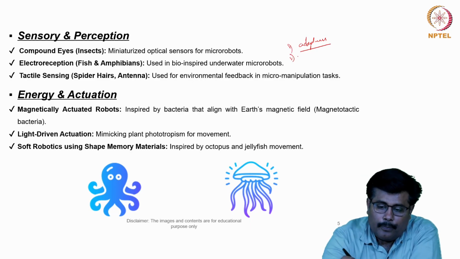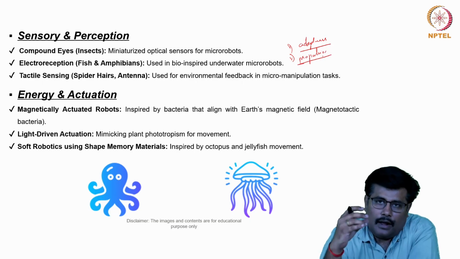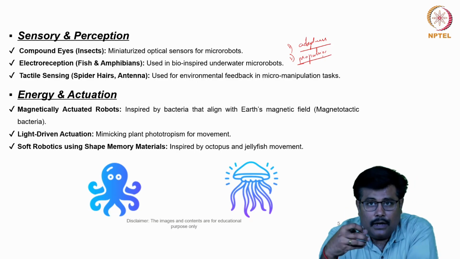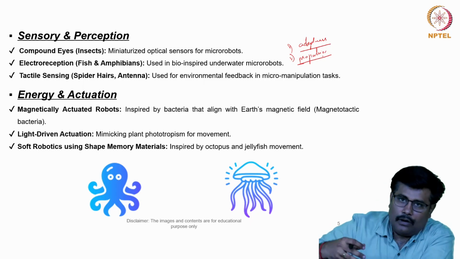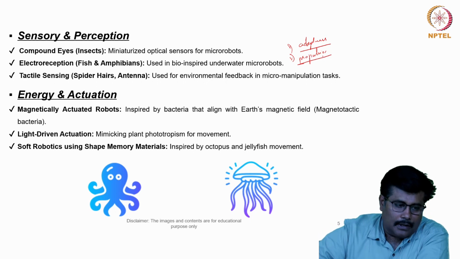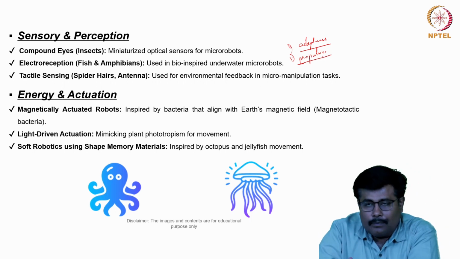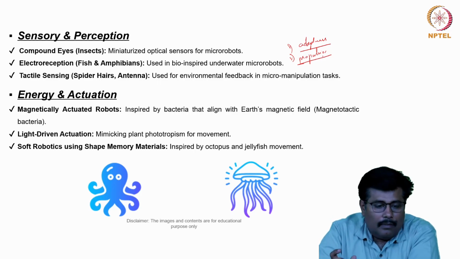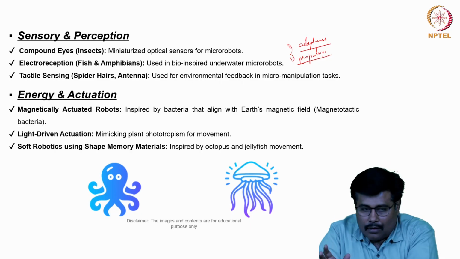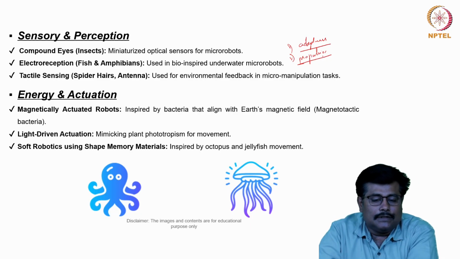Second, the propulsion of the micro robot also plays a vital role in selecting the sensor, and also in deciding the number of sensors in the structure. So in that aspect, when we consider a compound eye, which is an insect-based system, we have a miniaturized optical sensor for micro robots. Then there are electroreception-based sensors.